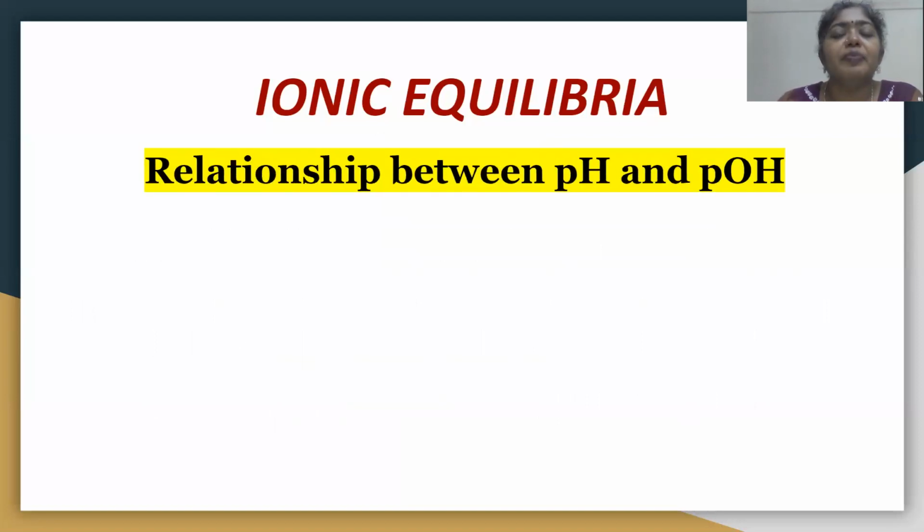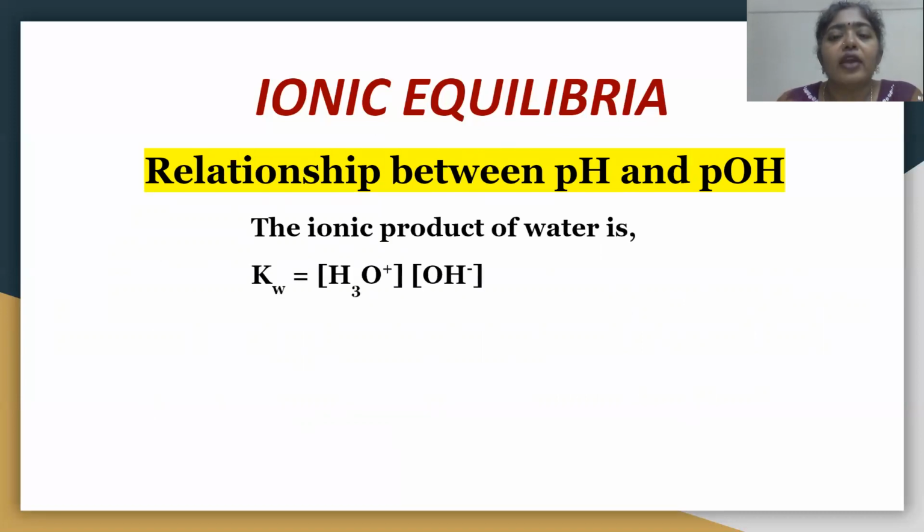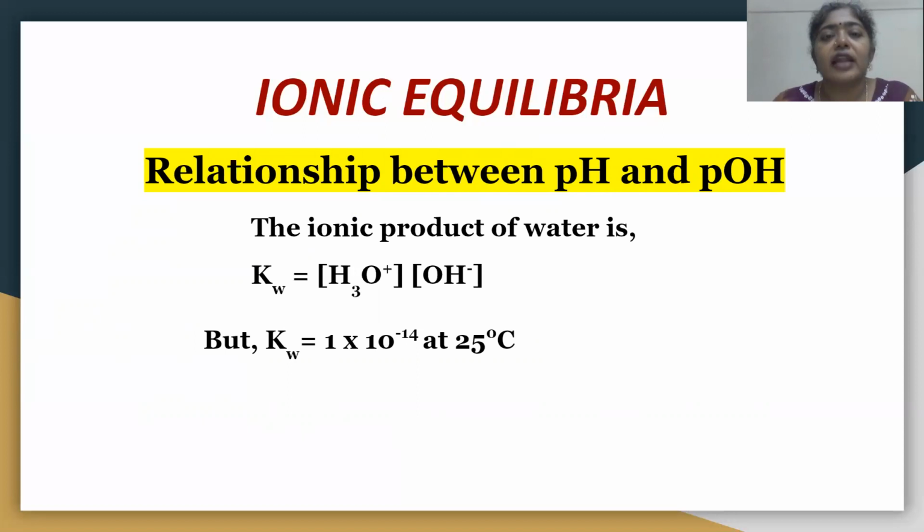Now there is a relation between pH and pOH. So what is that relationship between pH and pOH? The ionic product of water we just understood is Kw is equal to the molar concentration of hydronium ions or H plus ions multiplied by the molar concentration of hydroxyl ions. It is seen that at 25 degrees Celsius or at 298 Kelvin, the standard value of the ionic product of water is 1 into 10 power minus 14. That means the product of H3O plus and OH minus concentrations is 1 into 10 power minus 14.